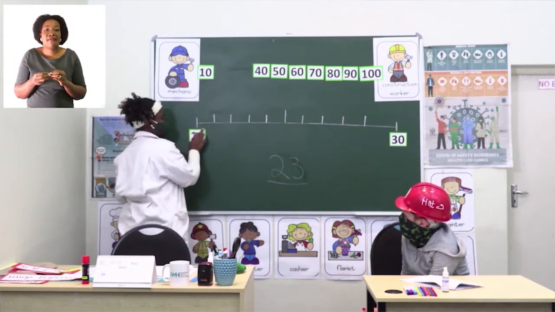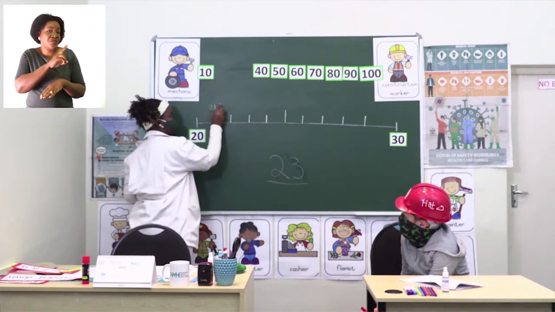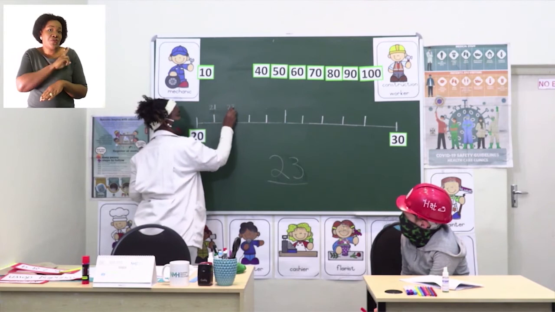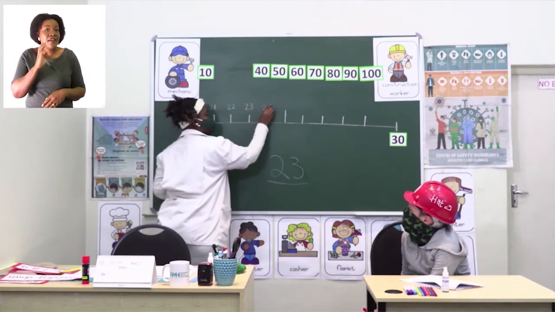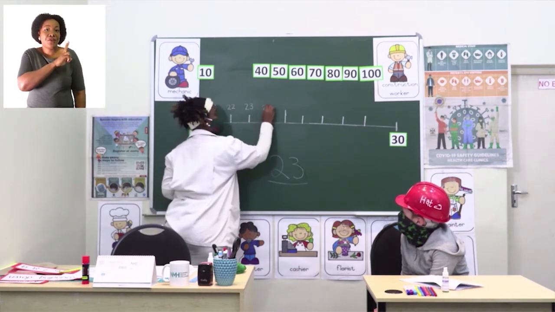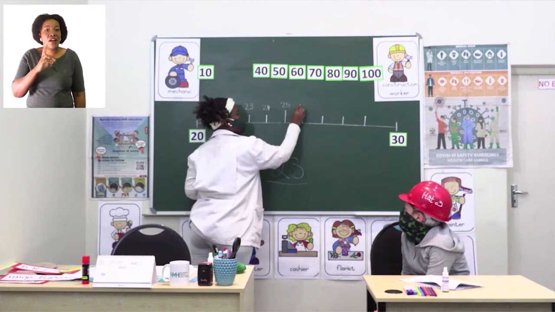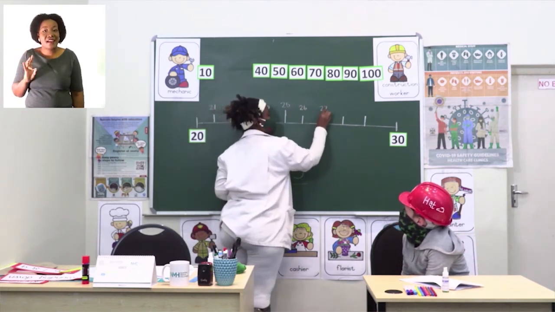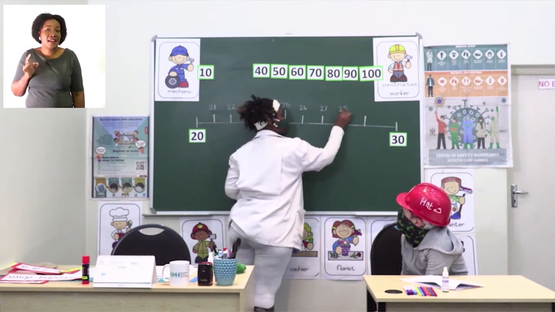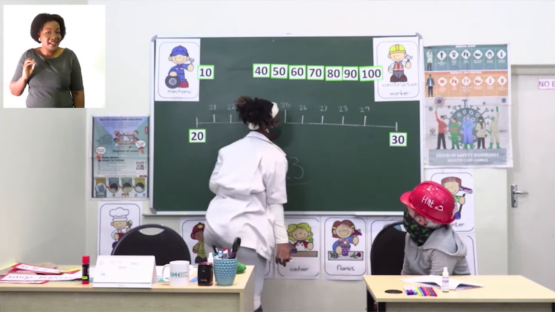Say, for example, if we say 20 here, we have a 21, 22, 23, 24, 25, 26, 27, 28, 29, and 30.